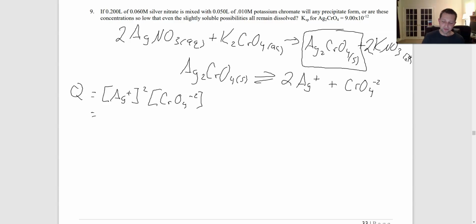So what you want to do is find your new volume. Okay, so the new volume is equal to your 0.2 liters and your 0.05 of the potassium chromate, so it's 0.250 liters. Okay, now we want to find our new concentrations as well, because they're not 0.06, they're not 0.10. So how do we do that? Well, we diluted both of these solutions by mixing them together. So all you have to use is your dilution formula. So let's do that for the silver nitrate and for the potassium chromate.